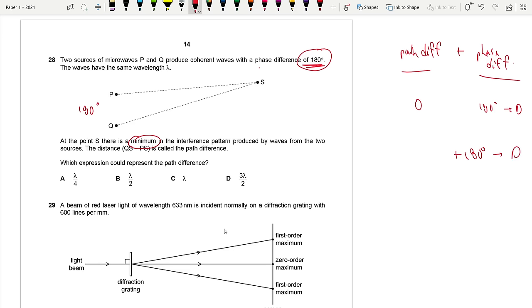So the phase difference is for sure 180 degrees, and we are seeing destructive superposition. So the path difference must be integer multiples of lambda, following the formula for constructive superposition. Because if we got something like 0.5 lambda, which is destructive, 0.5 lambda and 180 degrees would add up to give 360 degrees, which is constructive. So our goal here is to maintain destructive superposition. So it's basically either lambda, twice lambda, thrice lambda, and so on. So the only one that fits our criteria is C, 28C.